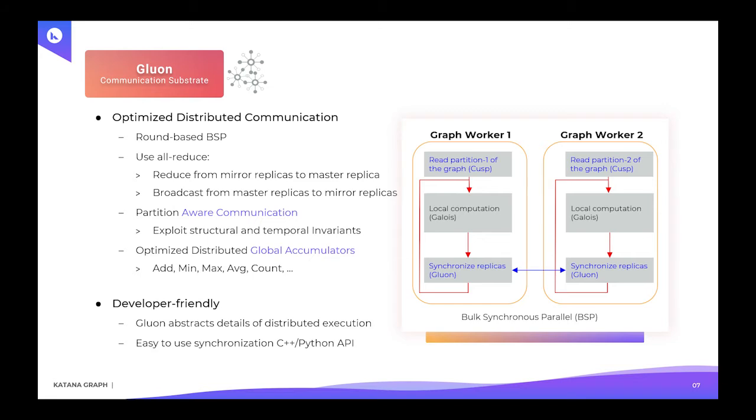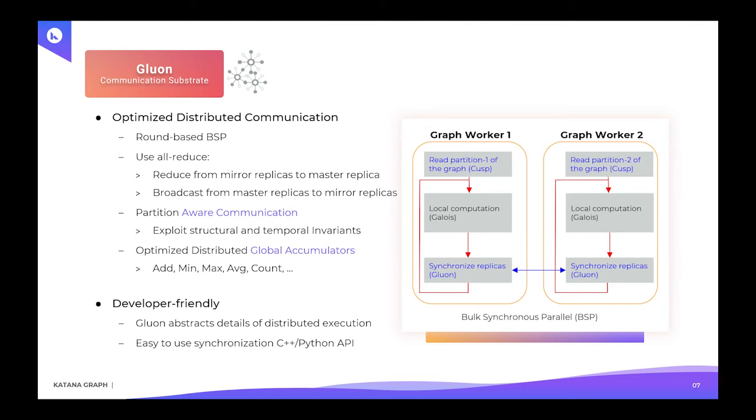Our communication engine leverages round-based bulk synchronous parallel processing. At the end of each round, master replicas are updated by aggregating information from mirror replicas if needed. The communication is optimized to be partition aware. For example, if a node's neighbors are all scattered on two machines, then this node's host only needs to communicate with those two machines. So that can increase the communication efficiency.